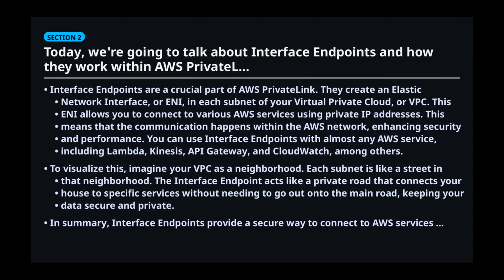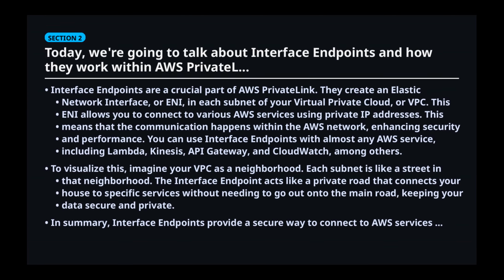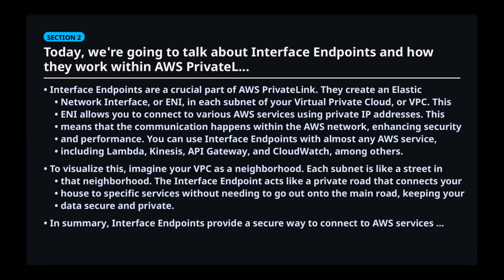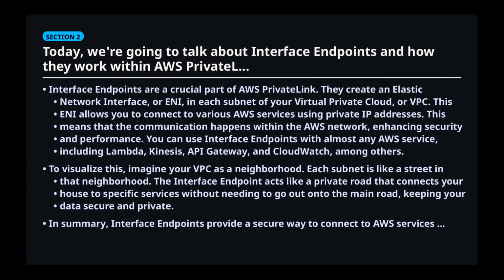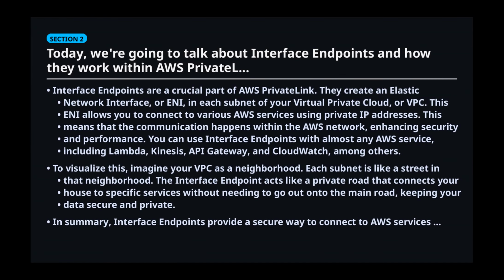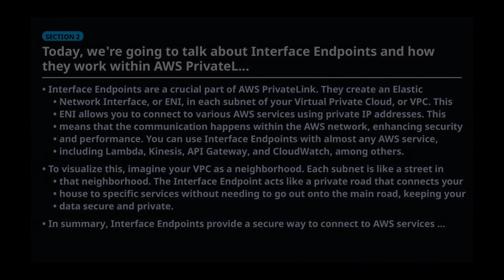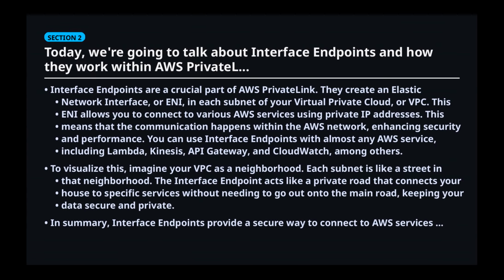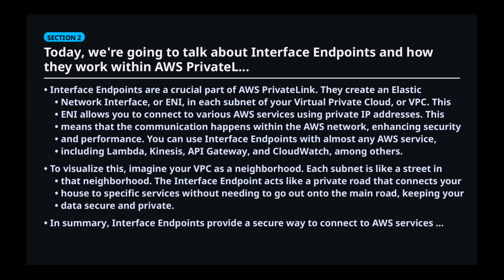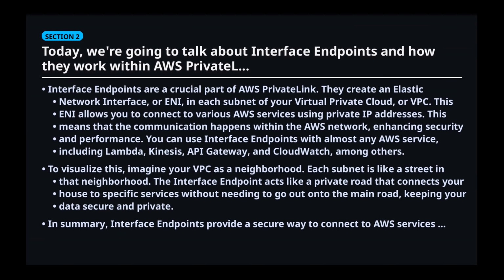To visualize this, imagine your VPC as a neighborhood. Each subnet is like a street in that neighborhood. The interface endpoint acts like a private road that connects your house to specific services without needing to go out onto the main road, keeping your data secure and private. In summary, interface endpoints provide a secure way to connect to all services using private IPs, ensuring that your data remains within the AWS network.